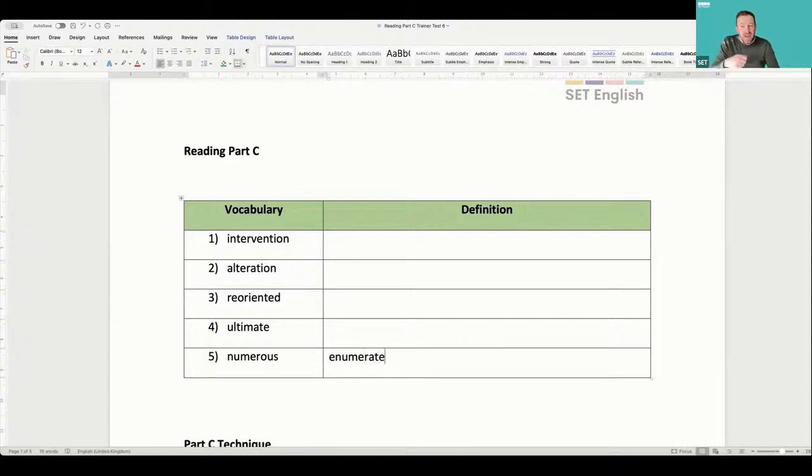Enumerate. To enumerate. Okay, so to enumerate is to go through a number of different things. So let's say I wanted to talk about the benefits of studying at SET English. Great teachers, friendly atmosphere, good materials, flexible, and so on. I am enumerating, I'm going through the list and I'm sort of numbering them all separately. That's what it is if you want to find a verb.